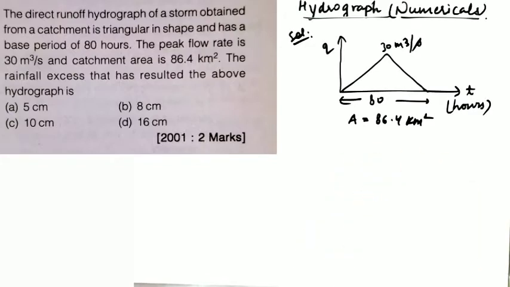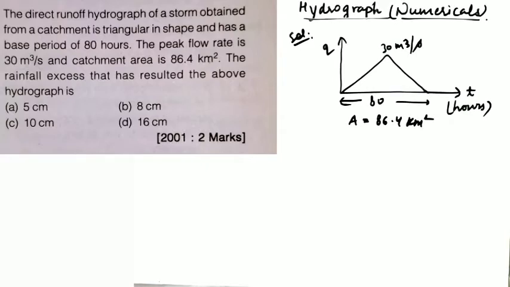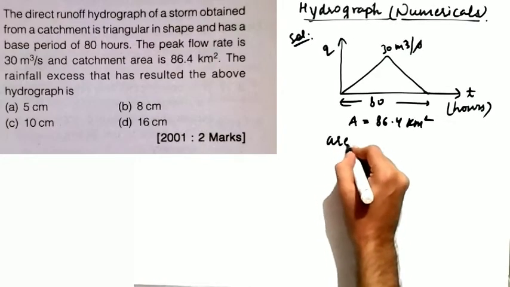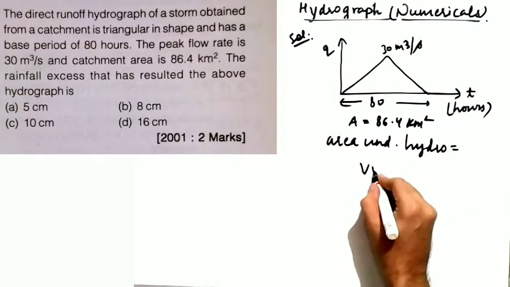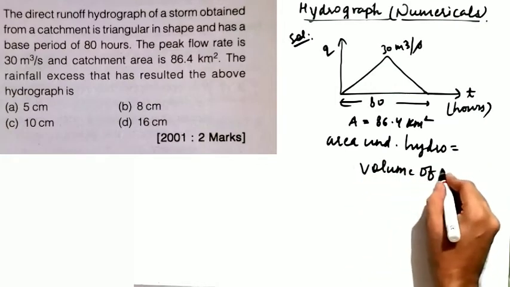Now the area of catchment is also given as 86.4 kilometer square. So you are asked to calculate the rainfall excess that has resulted from the above hydrograph. That means you have to calculate the runoff depth. Since you know this is a direct runoff hydrograph, it is not a unit hydrograph, so there will be a depth other than 1 centimeter. The runoff depth will not be 1 centimeter in this case. So again, using the same formula that we used, the area under the hydrograph is equal to the volume of runoff.